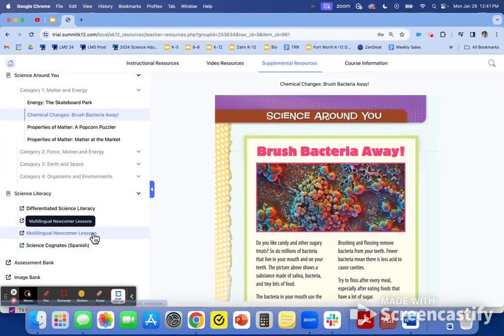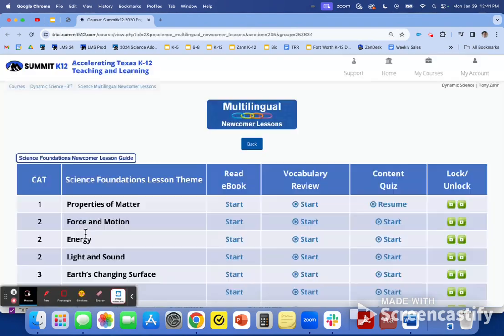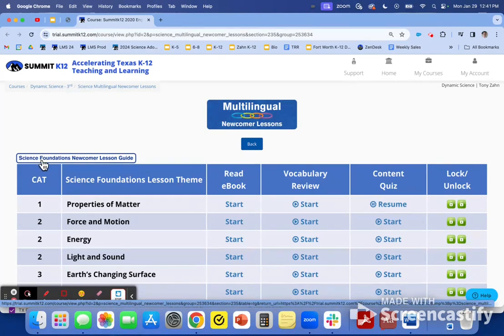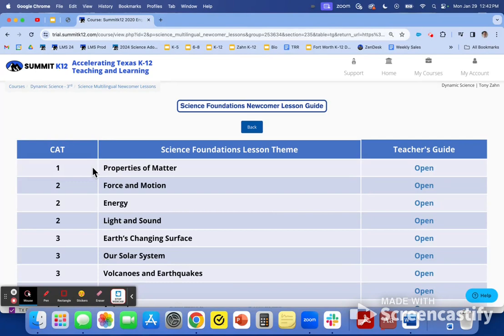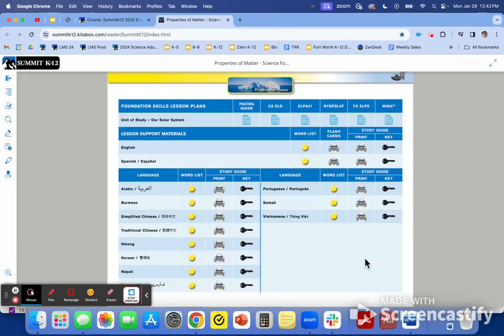Let's look at, I went back to this screen, newcomer lessons. I want to click on this button right here, Science Foundation Newcomer Lesson Guide. We're going to stick with properties of matter. I'm going to open the teacher's guide. And look at what we have, 11 languages plus Spanish plus English. Let's see what's here for Arabic.